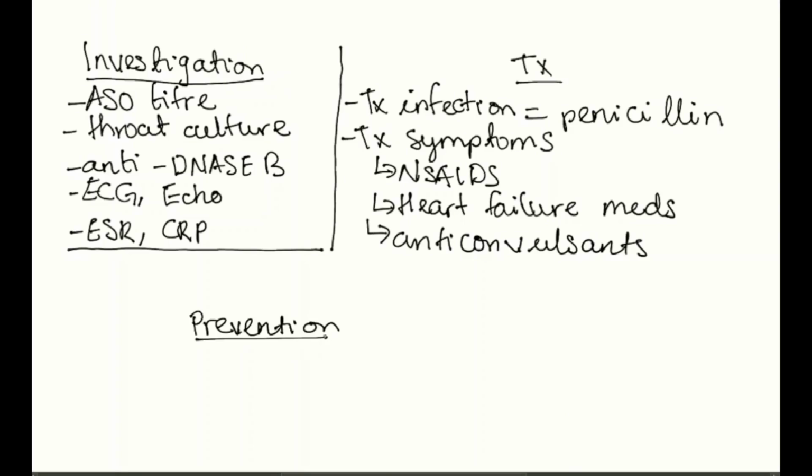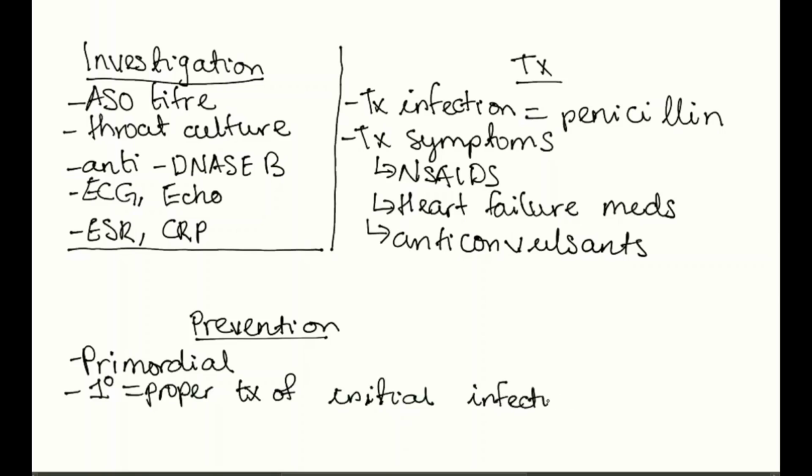Prevention of acute rheumatic fever occurs across 3 levels. Primordial prevention is the first level, and this involves removal of risk factors. This is done by improving socioeconomic status and preventing overcrowding. Primary prevention involves proper treatment of the initial strep infection, and this is also done using penicillin.